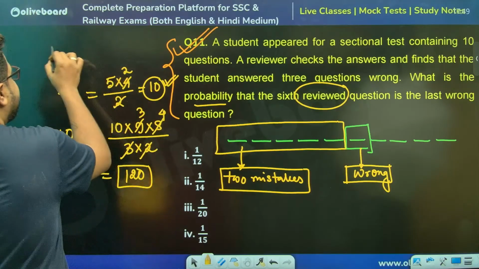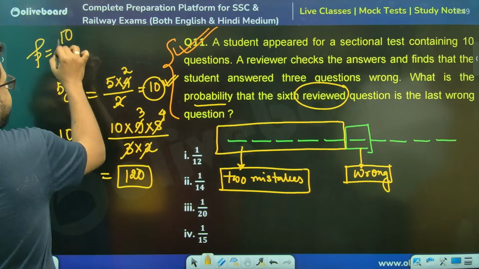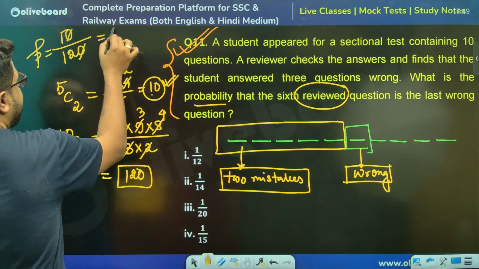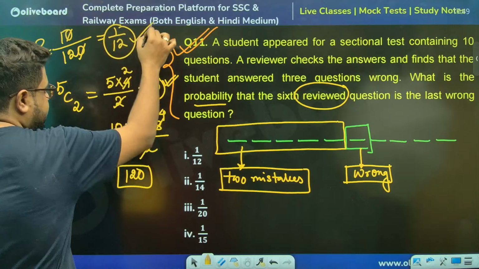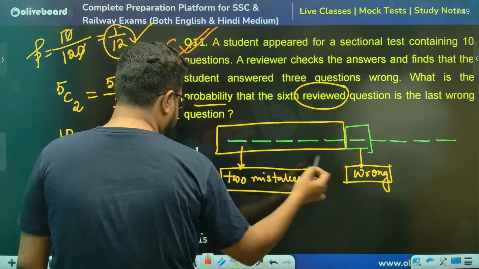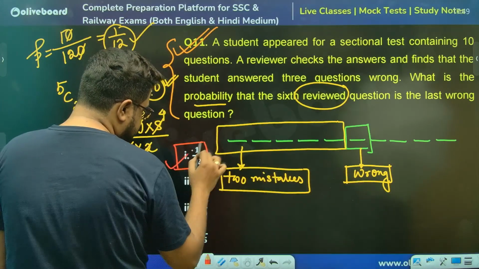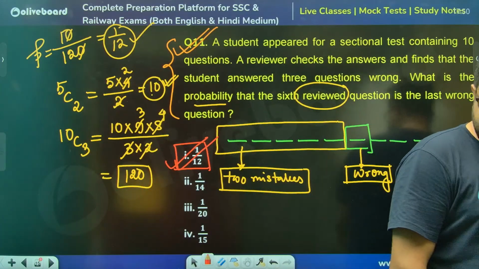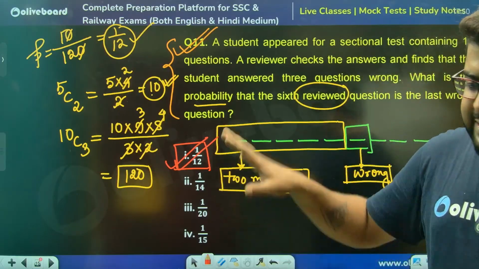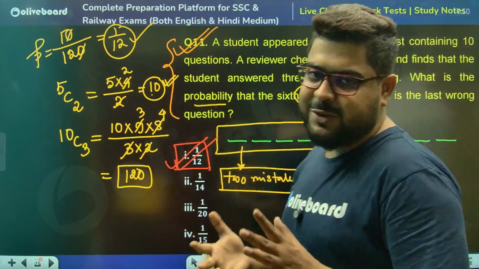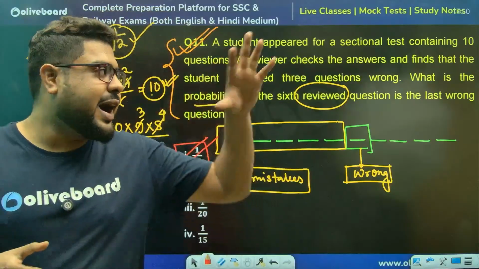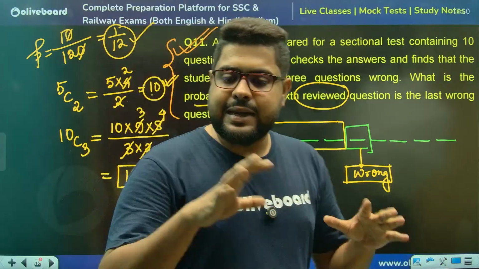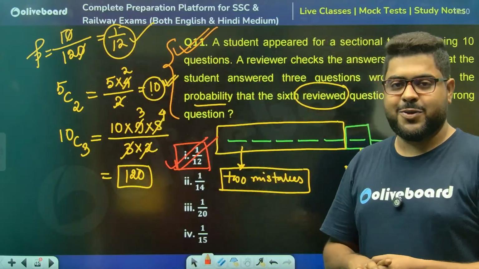Sir, probability will be preferred, 10, by total, 120. Sir, 1 by 12. 1 by 12 is the correct answer, sir. Option number 1 is most definitely your correct answer. Perfect. Now, this is a good question, a little different. Not your regular card picking, not your tossing, not your balls picking question. A little different, and again, this is also a PYQ.